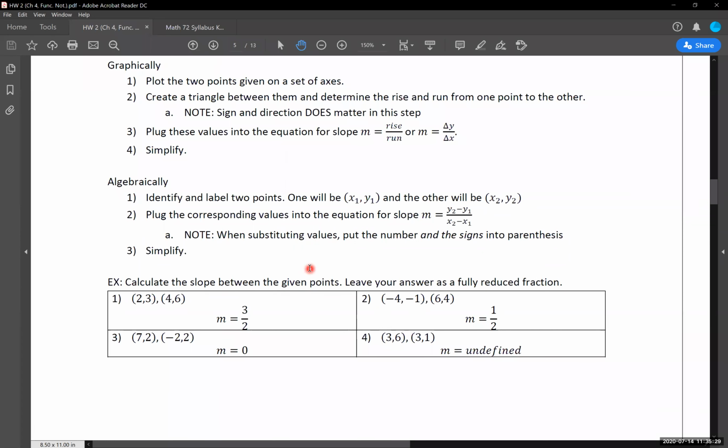So we're going to go through a couple examples down here where we are asked to calculate the given slope based on what we are working with, and then leave our answer as fully reduced fractions. So we're going to go over to our whiteboard and go from there.